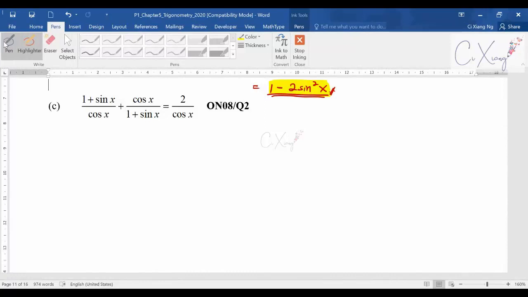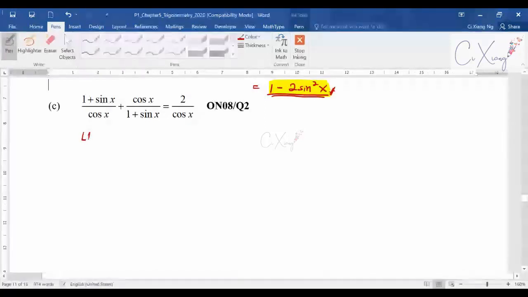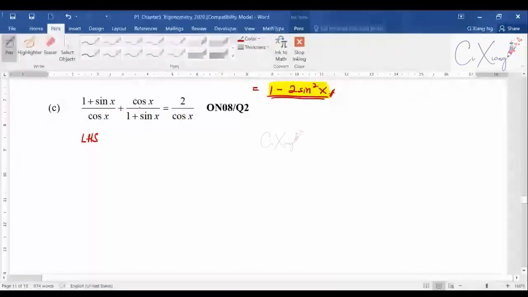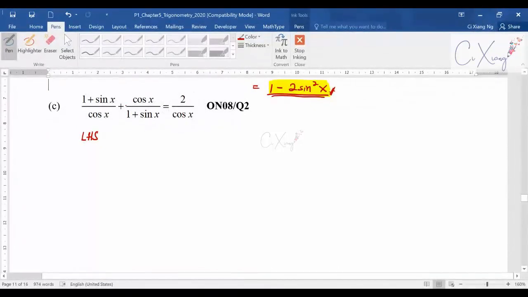For part C, I will start from the left hand side again. Why? Because on the left hand side you have 2 fractions, and on the right hand side you have only 1. So if you combine them, it will be easier for us to do. Okay, so I start from the left hand side: (1 plus sine x) divided by cos x, plus cos x divided by (1 plus sine x). Because I have 2 fractions here and the answer is 1 fraction, I will try to combine the 2 fractions into 1.